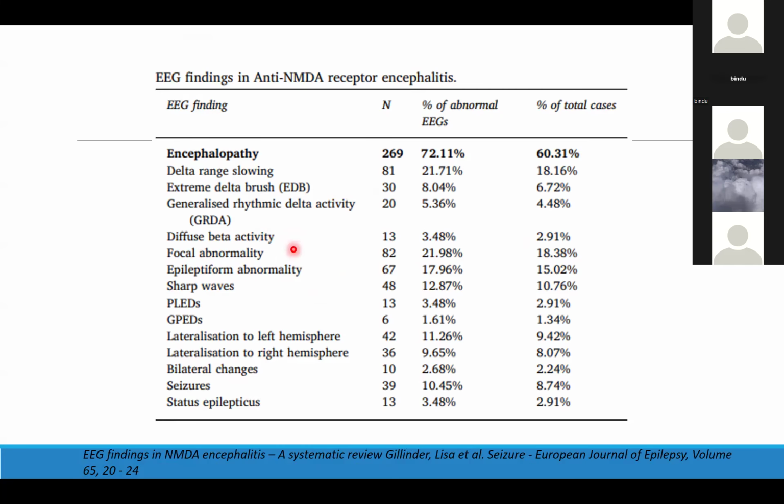These are the EEG findings that are described: delta slowing, extreme delta brush pattern, generalized rhythmic delta activity, diffuse beta activity, as well as epileptiform abnormalities, lateralized periodic discharges, generalized periodic discharges, and seizures and status epilepticus.